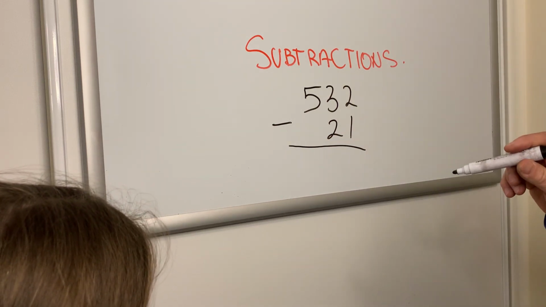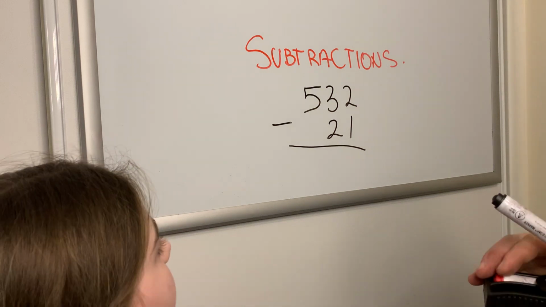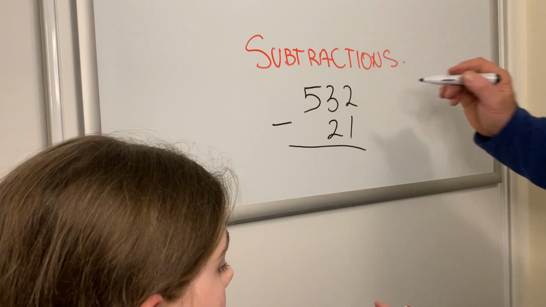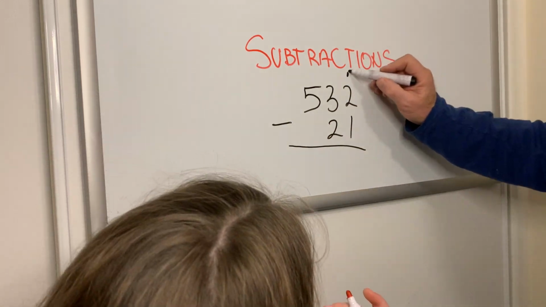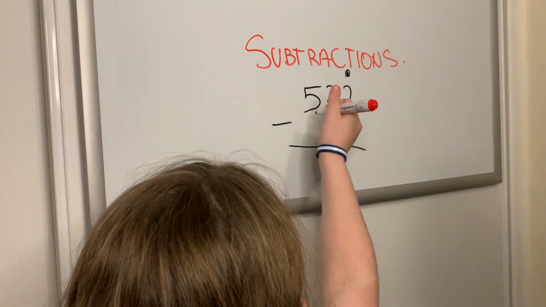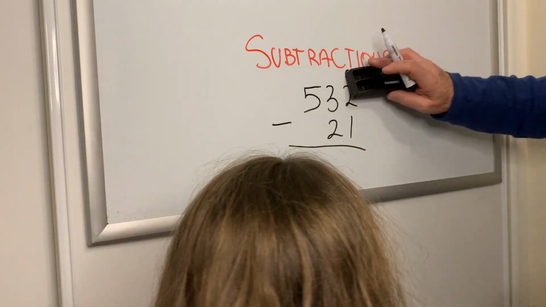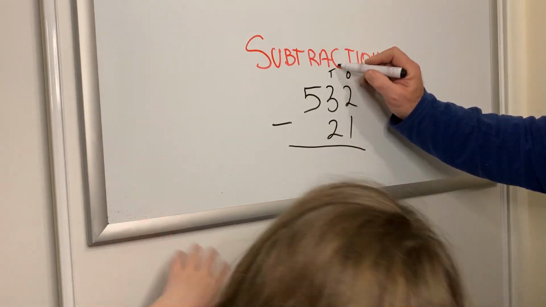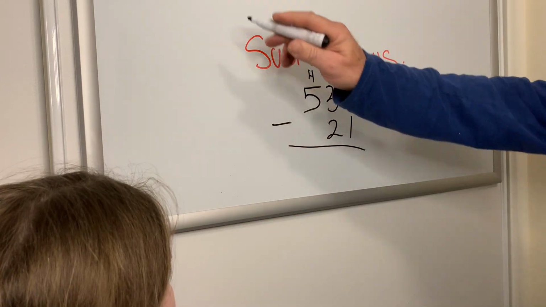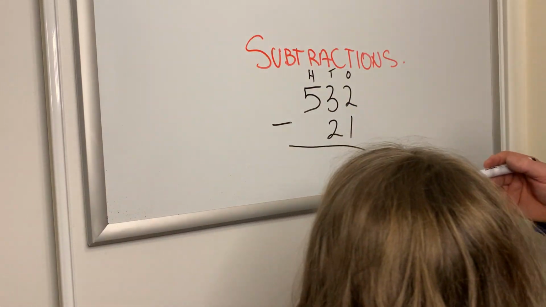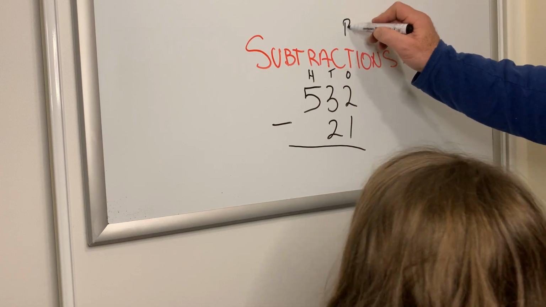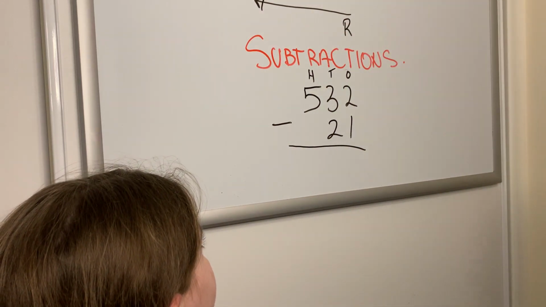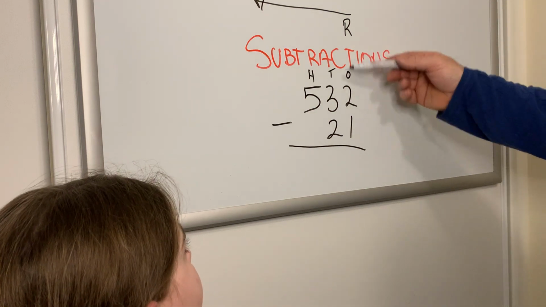So how would we work this one out, Logan? So first you always start from the right side. Good, well done. So that's the ones column. Then it goes ones, tens, hundreds, thousands. Or the other way of thinking about it is starting from the right hand side going to the left, if you were confused with the ones and the tens and the hundreds.